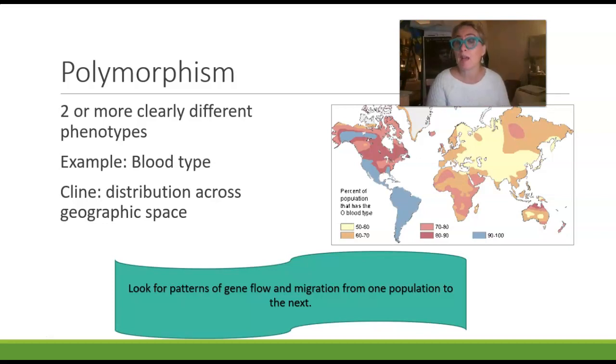We can map these phenotypes onto the geography of the earth to see where populations exist with more of one particular allele over another. In this image, I show you a map of the percent of the population that has O blood type, meaning they make no protein. And you can see we have these clines. A cline is simply that distribution over geographical space.